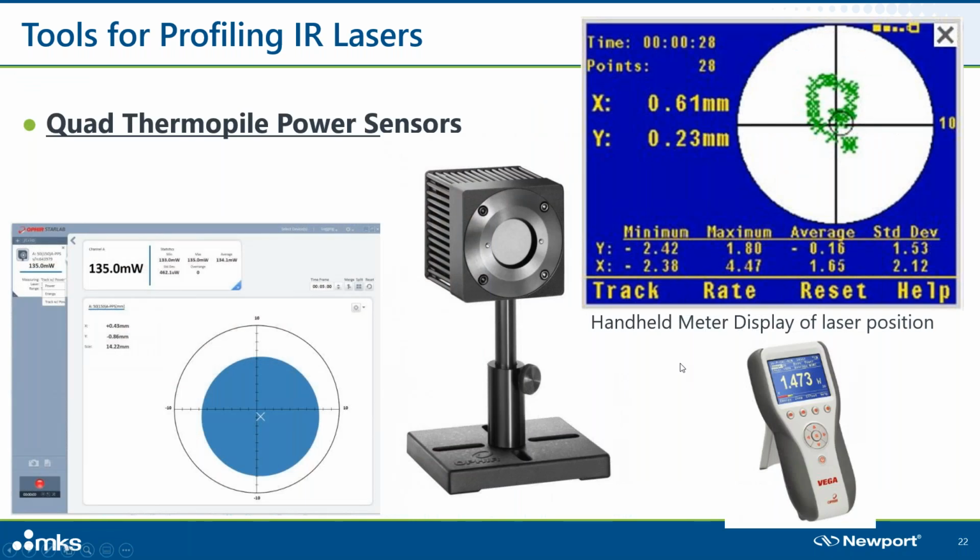As somewhat of an afterthought, I've included quad power sensors. These are not traditional beam profilers in the sense that they do not provide a 2D representation of the beam or a beam profile per se. However, they do provide other properties of the beam, including the intensity or power or energy, the location of the beam centroid, and that can be measured over time.